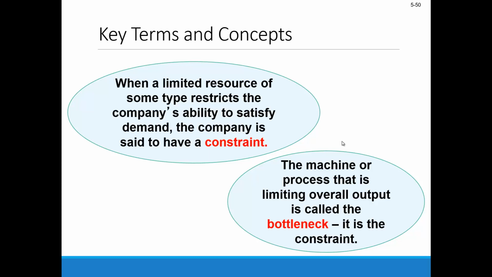With a limited resource of some type, any type really, whether it's labor, machinery, even space in a production facility, when we have something like that that restricts our ability to satisfy demand in some way, we call that particular restriction a constraint. The machine or process or space requirement or whatever it may be that's limiting our overall output, we refer to as the bottleneck. That's just the point at which we're restricting that flow of ideal or optimal production.